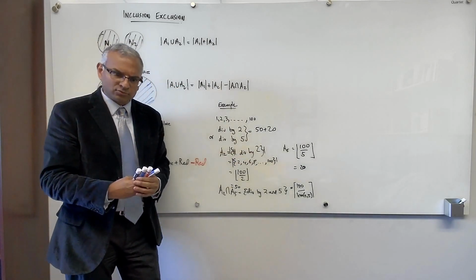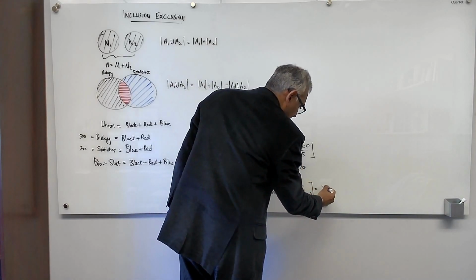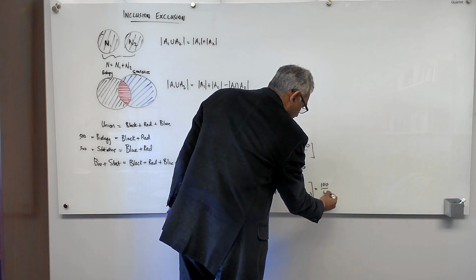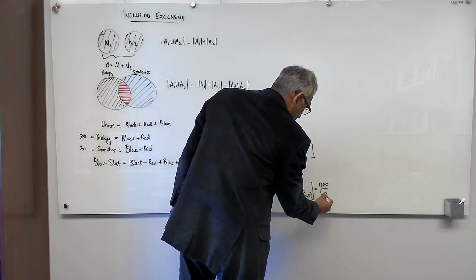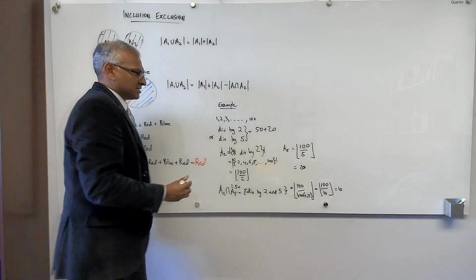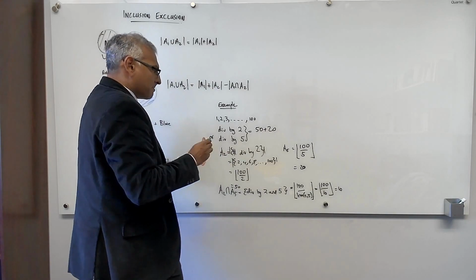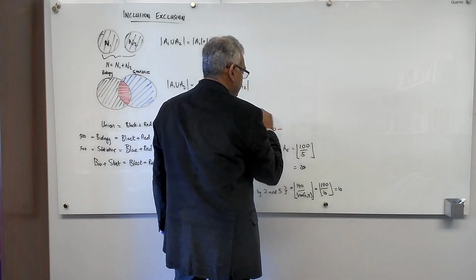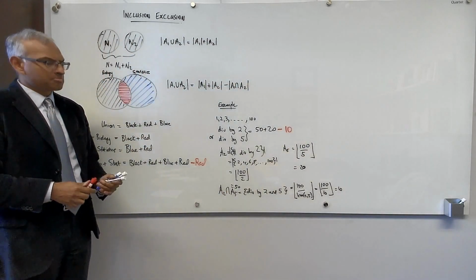And the least common multiple of 2 and 5 is 10. So this is equal to 100 divided by 10. I take the floor. I round it down, which is 10. So I have to subtract the 10. Okay? So minus the intersection. Minus the intersection, 10. Okay.